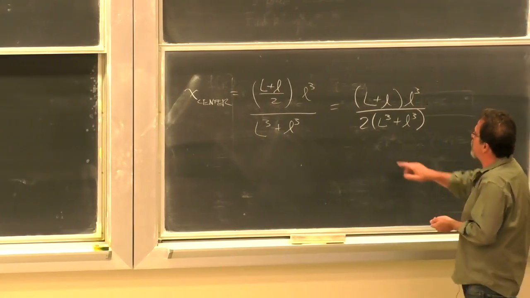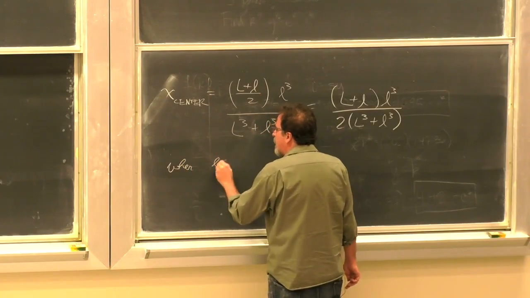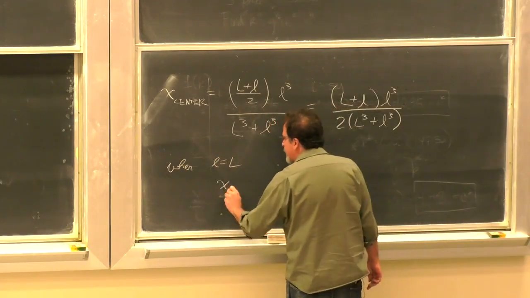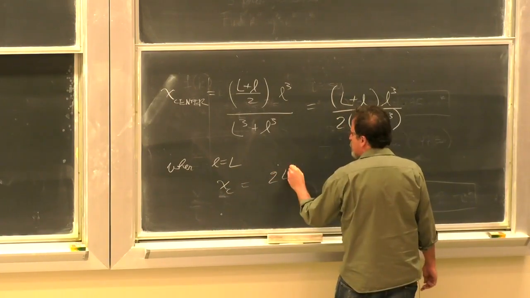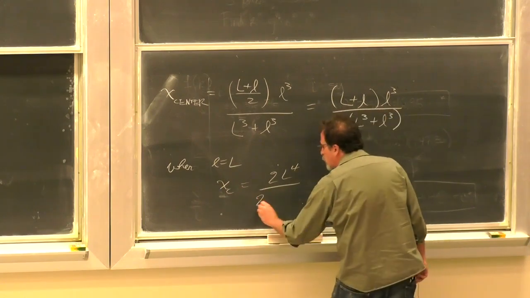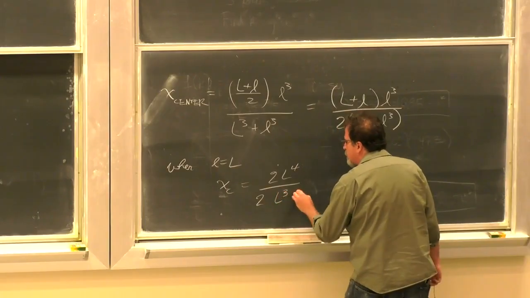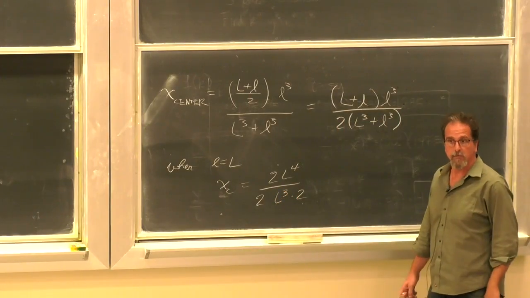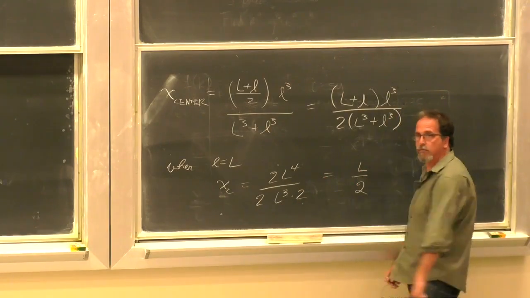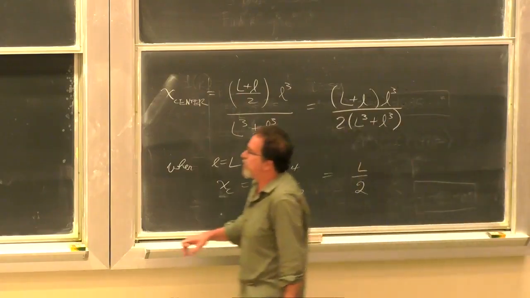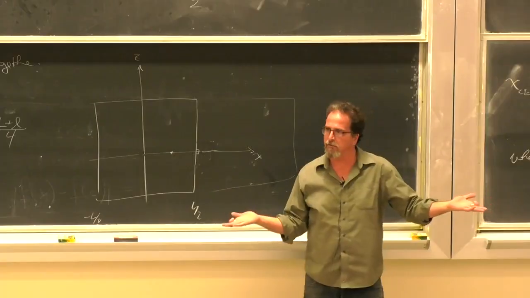Well, when little l equals big L, what do we have? X center is equal to 2 big L to the 4th over 2 times big L cubed times 2, because there's 2 of them down here. Well, this is going to be L to the 4th over L cubed, which is L divided by 2. That's kind of cool. When they're equal sizes, their center is at L over 2, where they meet.